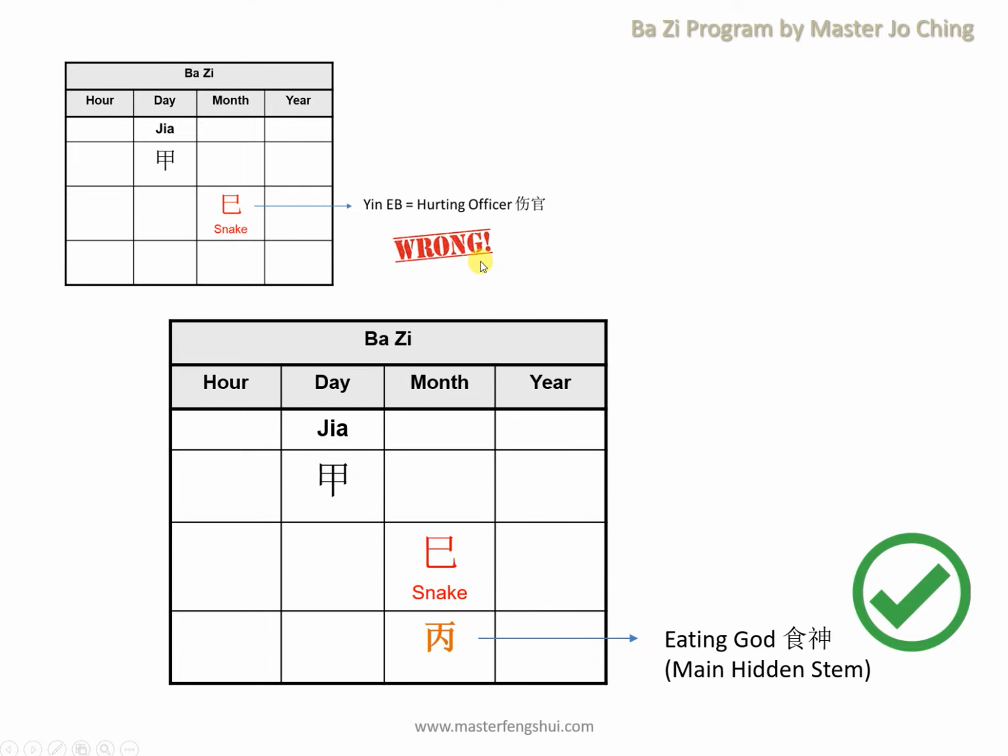So I hope you have understood what hidden stems actually are and how they are used as a way for the 10 god name to be inserted. And please be mindful of this common mistake.